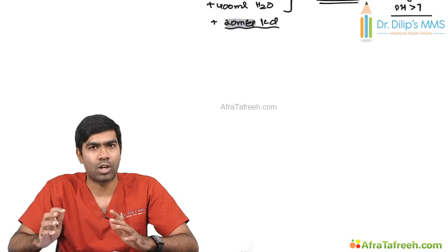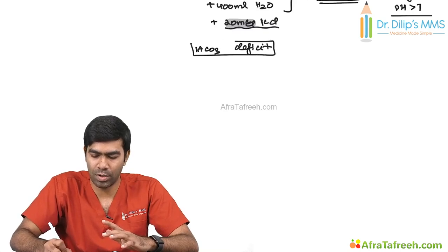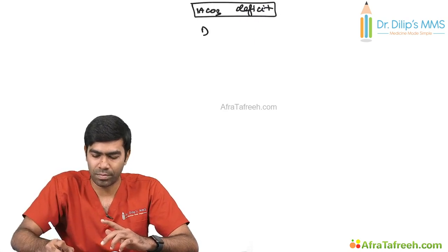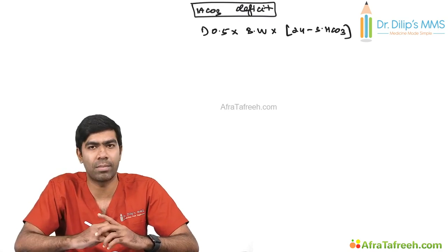Similarly, there is a concept called bicarbonate deficit. How do you calculate the bicarbonate deficit? It is done by a formula: 0.5 multiplied by body weight multiplied by (24 minus actual serum bicarbonate). So this will give you the bicarbonate deficit.